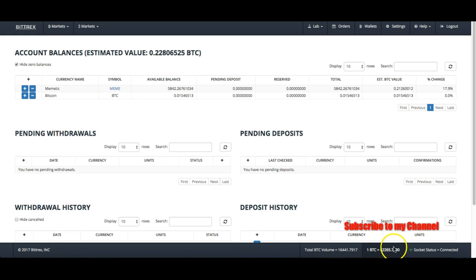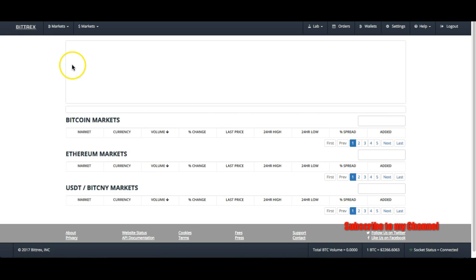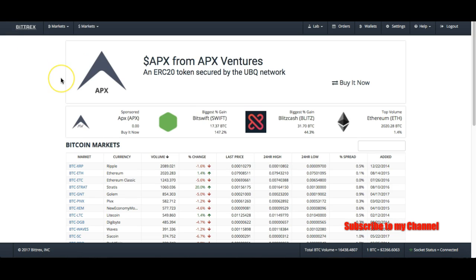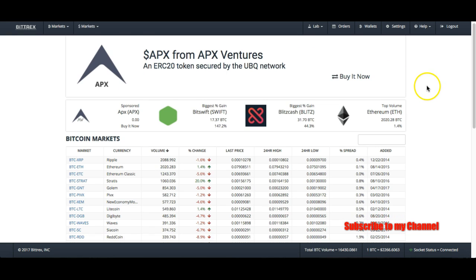So if the price increases, this will increase. The price decreases, this will decrease. So you have to always keep an eye on what the price of Bitcoin is at the moment. And also this is your current balance total of what you have in your account. Now what we're going to do is keep an eye on the market, on what's hyped out there right now, what's in motion to grow.